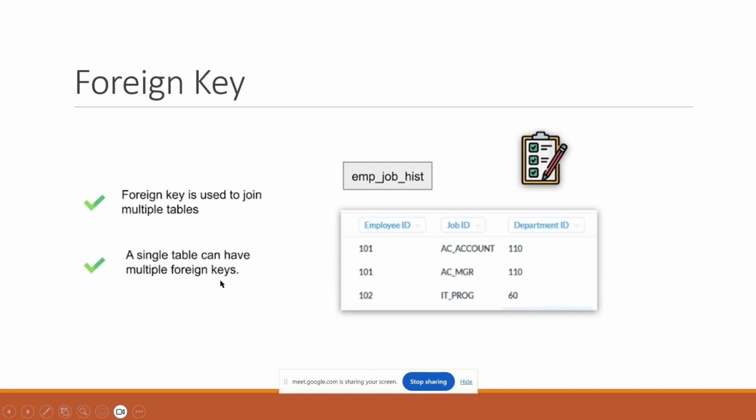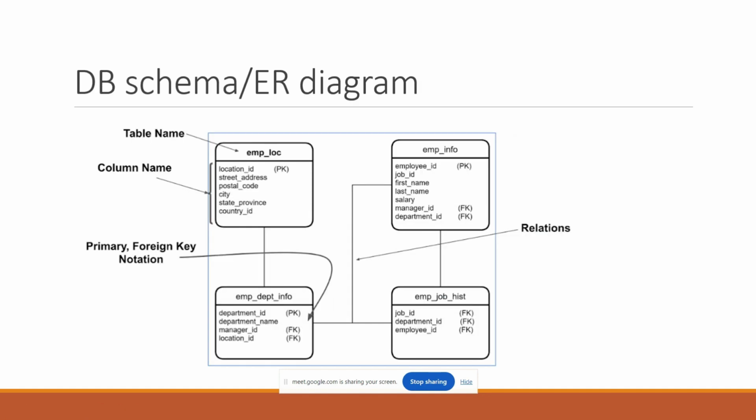A single table can have multiple foreign keys. In a single table there should be one primary key only, and you can have multiple foreign keys.